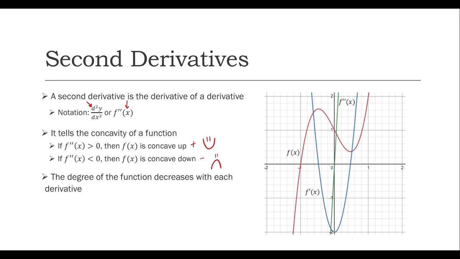When you're taking derivatives, the degree of your function will decrease with each derivative. So if we look at this image here on the right, our original function, f of x, is this red line, and it's a cubic function. Then when you take the derivative, it'll become a quadratic function. So your f prime of x is a squared function. And finally, your derivative of that would then be a linear function. So your f double prime of x, your green function, is linear.